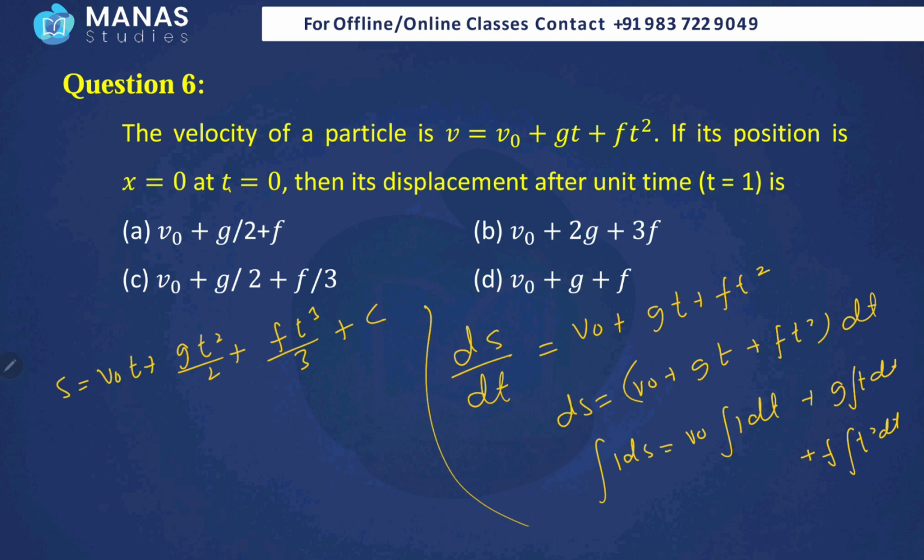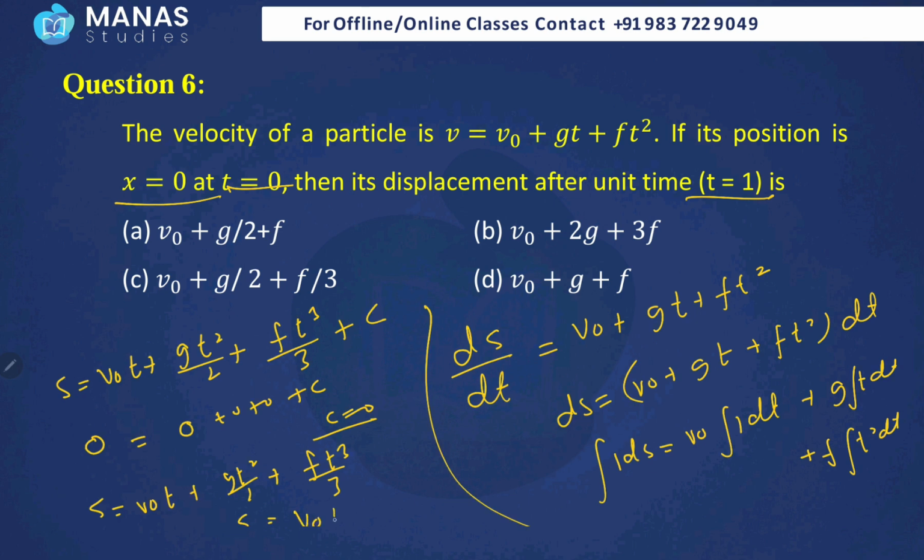Now, at t equal to 0, displacement is 0, that means s is equal to 0, and all these terms are 0. That means the constant term is again 0. So the displacement is s equal to v naught t plus gt square by 2 plus ft cube by 3. So what will be the answer for t equal to 1? For t equal to 1, the displacement is v naught plus g by 2 plus f by 3. So is there any answer? Yes, answer is C. V naught plus g by 2 plus f by 3 is the answer.